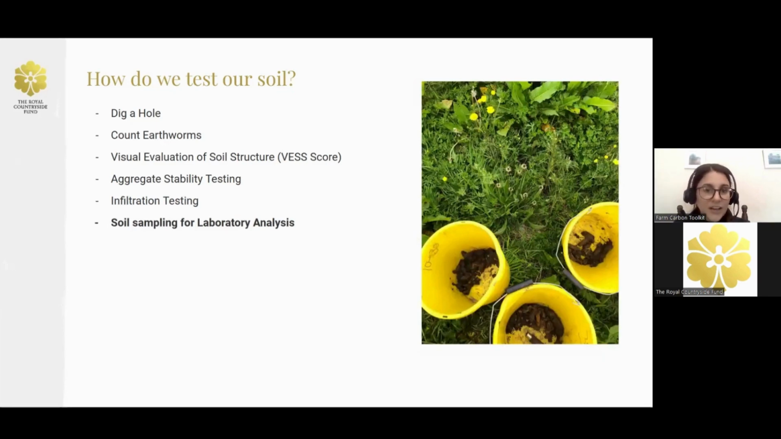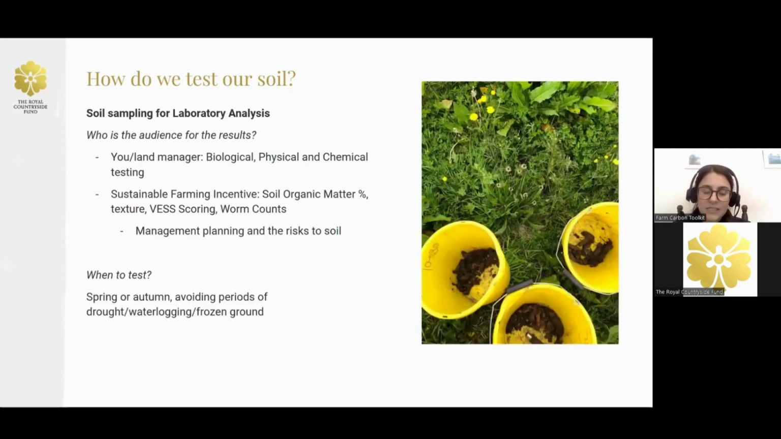So after those 5 tests, we finally got on to what most people would consider how we would test our soil, and that is soil sampling for lab analysis. So what this might mean is working with your agronomist, a local farm advisor, or even yourself, taking some soil samples across the field to try and get a representative quantity of soil to send off to a lab for analysis. So when it comes to lab analysis, it's important to remember who is the audience for the results.